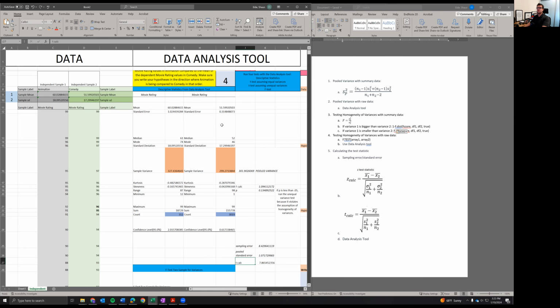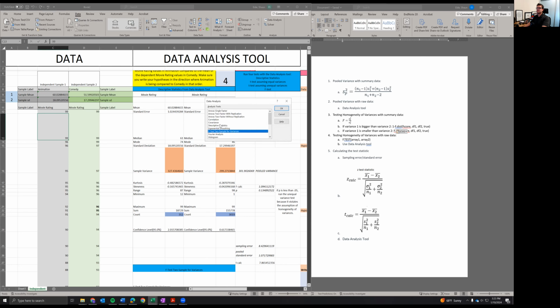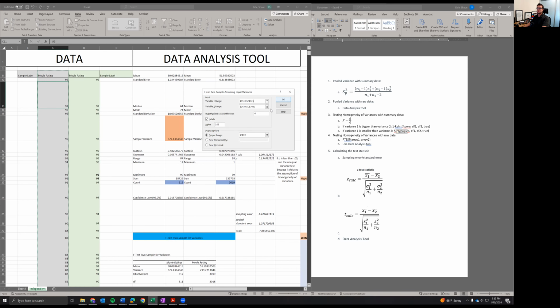But if you have raw data like this, then you can use the data analysis tool, and we are going to use two samples assuming equal variances. You would use unequal variances if your p-value is less than 0.05. But it's not. We have a p-value of greater than 0.05, so we're going to use equal variances. And we already did this once.